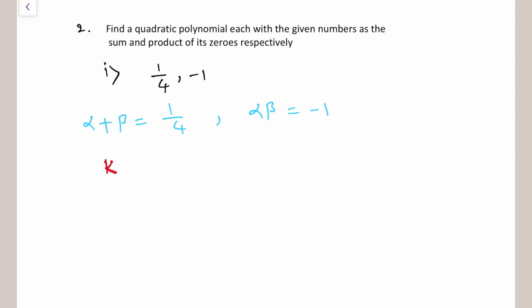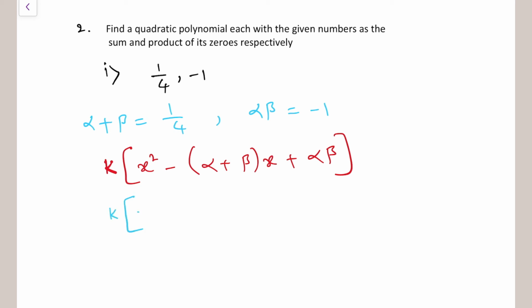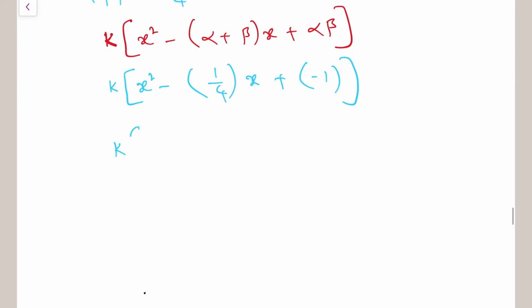The formula is k into x square minus alpha plus beta into x plus alpha beta. Till the last step we don't have any work with this alphabet k, so just write it as it is. In the last step I will explain what the work of that k is. X square as it is, minus alpha plus beta, which is given in the question as 1 by 4, x as it is, plus alpha into beta, which is given as minus 1. So k as it is times x square minus 1 by 4 into x, 1x by 4 or simply x by 4, plus into minus 1.